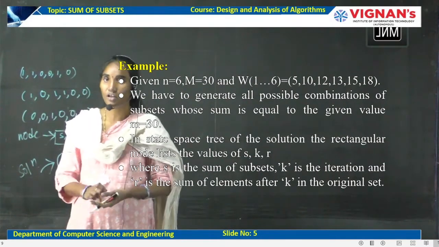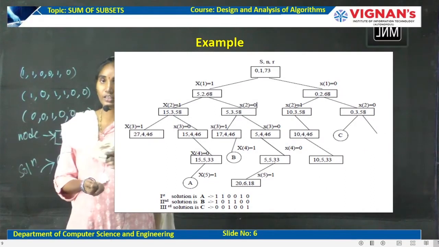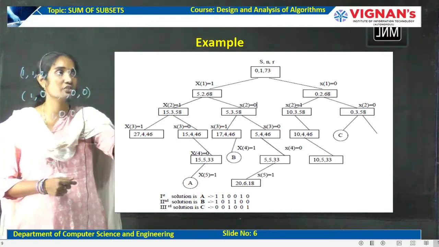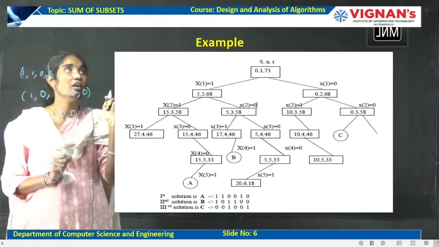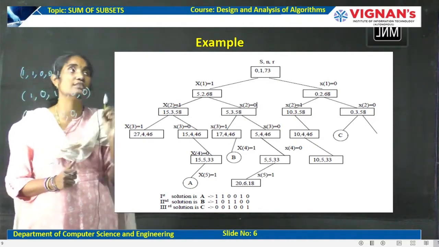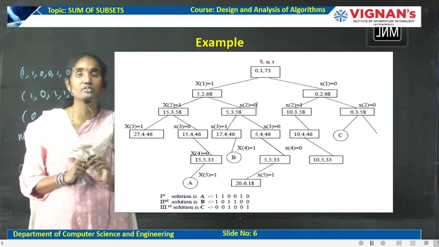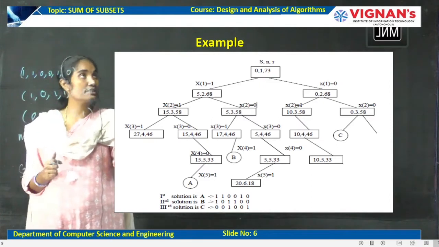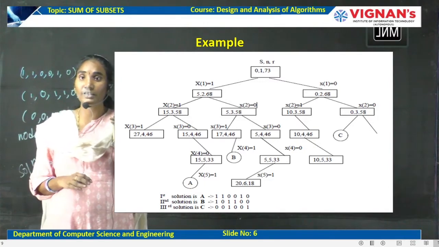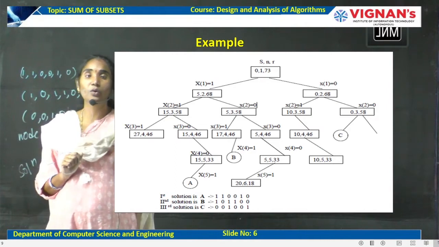So now let's see how to find the solution. In this state space tree, if you observe clearly, the root node has S value 0, K value 1, and R value 73, right? R value is 73, because the sum of 5 plus 10 plus 12 plus 13 plus 15 plus 18 yields us 73.